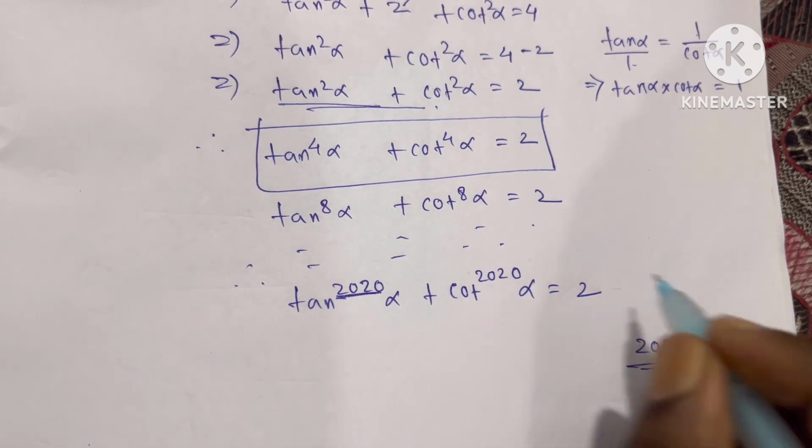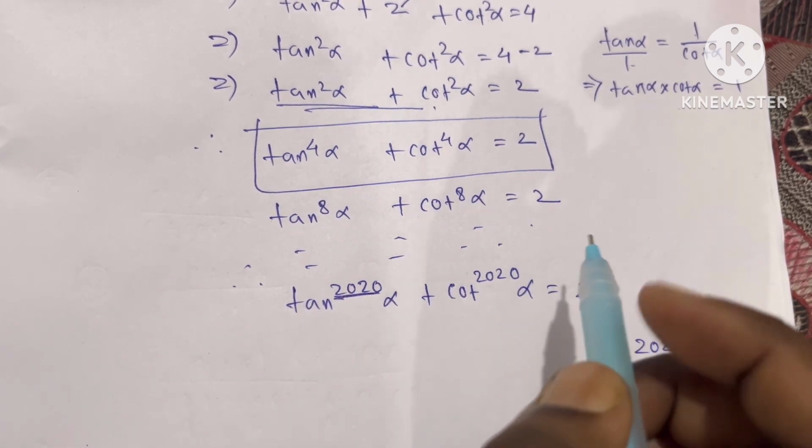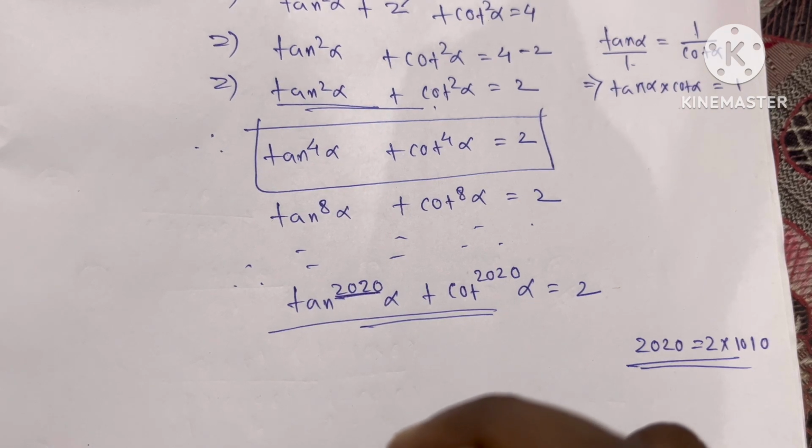So if you square again and again and again, the value of this will also be equal to 2. So this is a logical question.